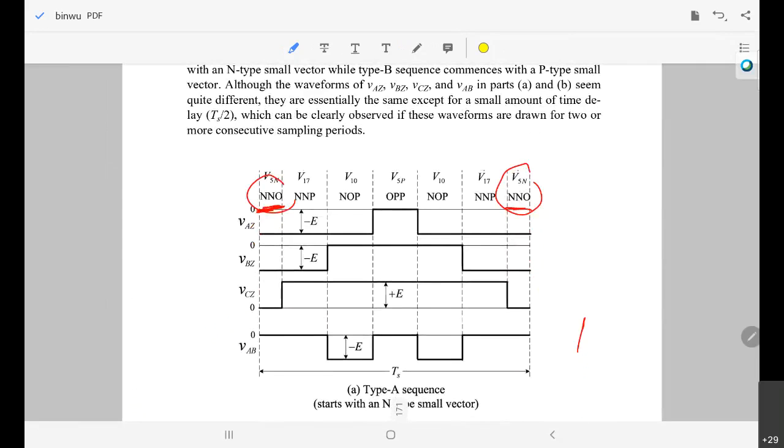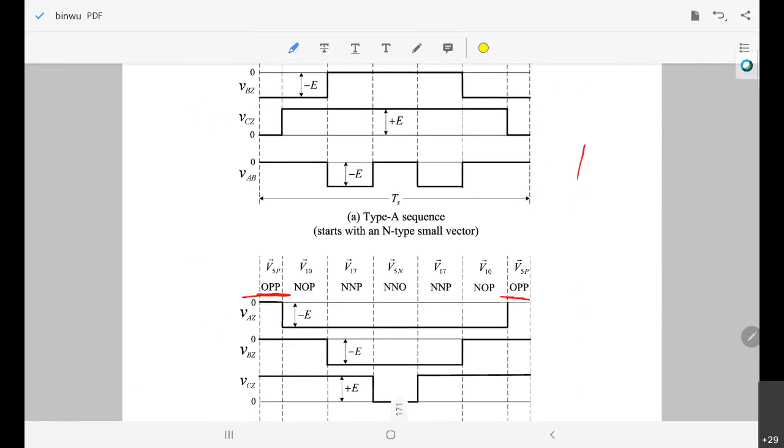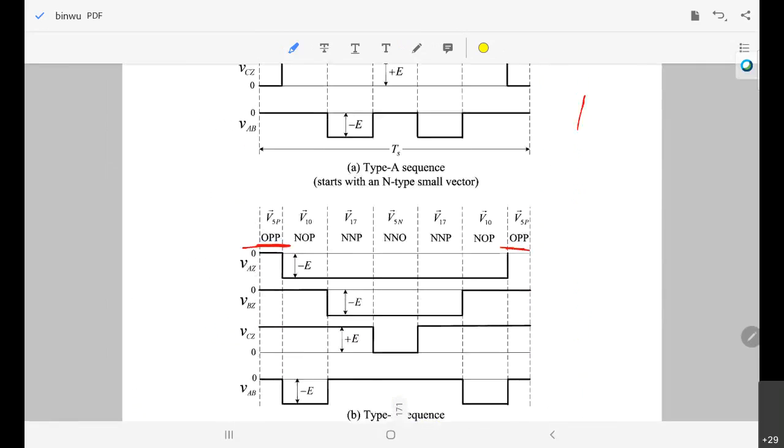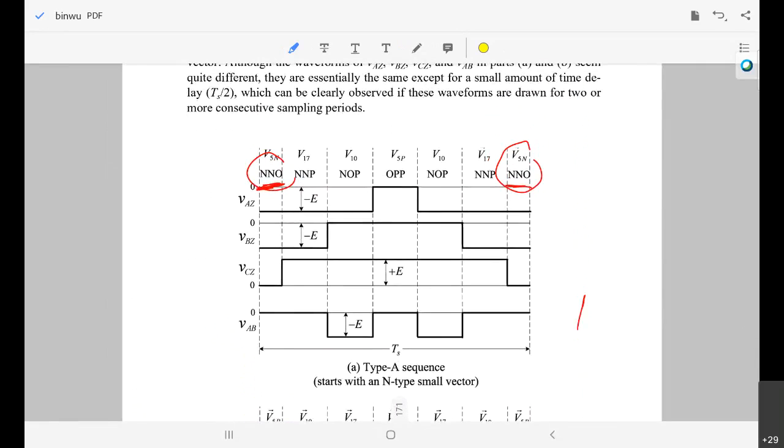So this is one example. This is a type A switching sequence, and this is a type B switching sequence. With this one, we can eliminate the even order harmonics. Okay. So we need to combine both.